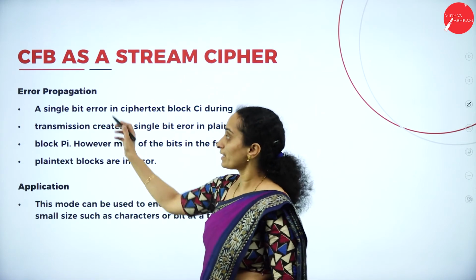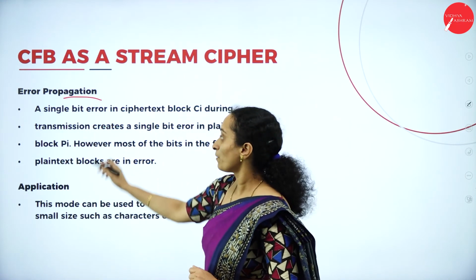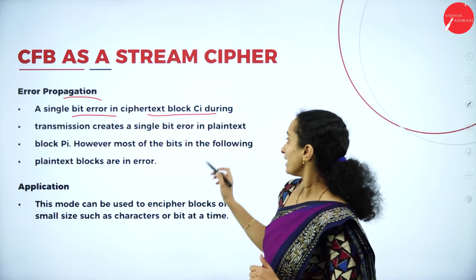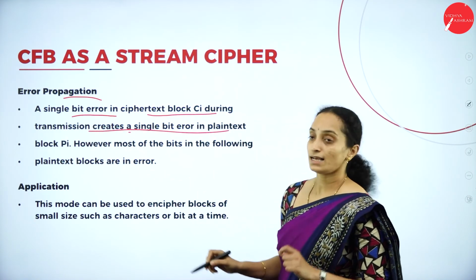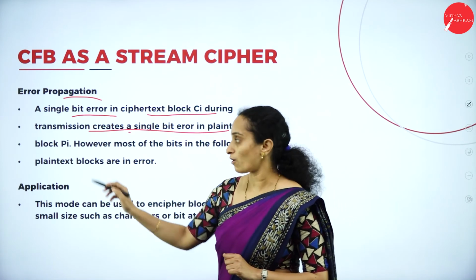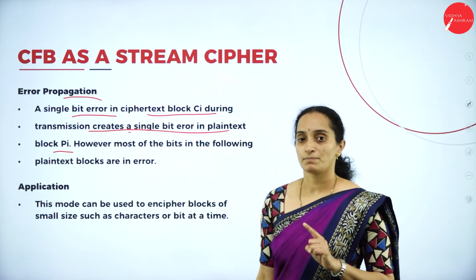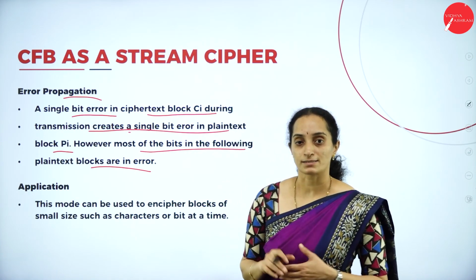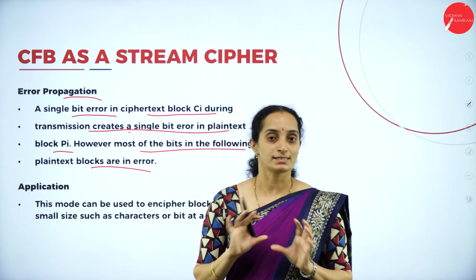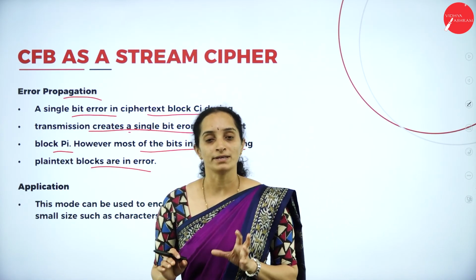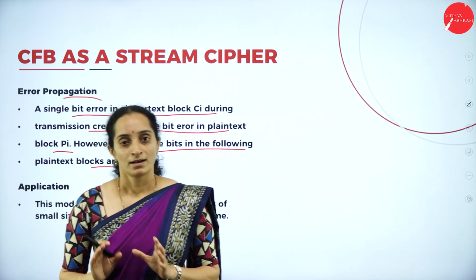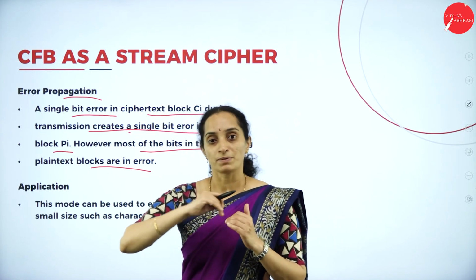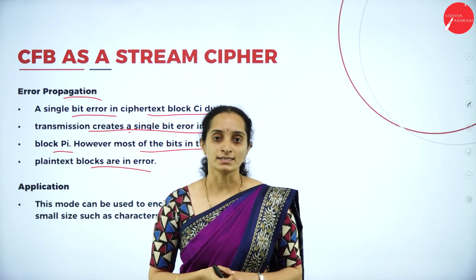When you look at error propagation in the CFB mode, a single bit error in ciphertext block Ci during transmission creates a single bit error in plain text block Pi. So there will be a single bit error. However, most of the bits in the following plain text blocks will be erroneous. Since it is considered a stream cipher, a one bit change in the ciphertext will make all the blocks behind it have erroneous bits.